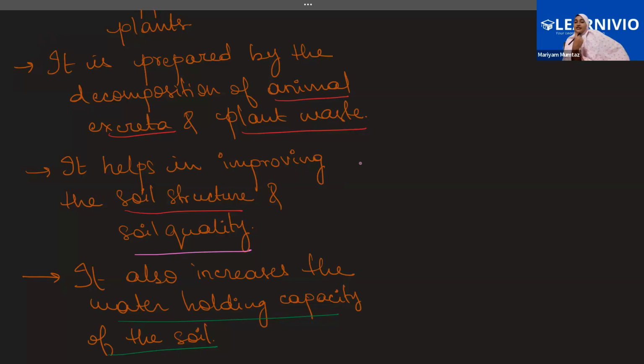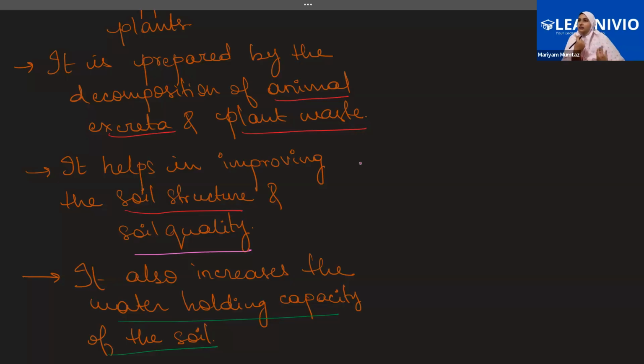So their excreta, their cow dung and all of that is collected, and you can say it is put in the soil. And when that gets decomposed by the earthworms or by the microorganisms, and even the parts of the plant, maybe the dried leaf. What happens to the leaf when it gets dried? It falls to the ground, right?